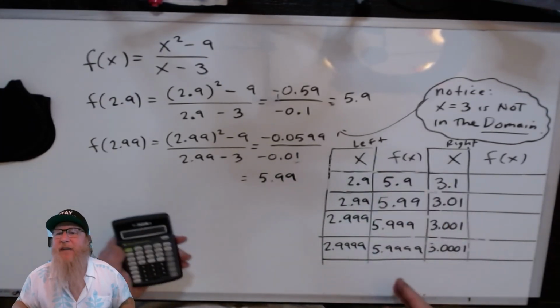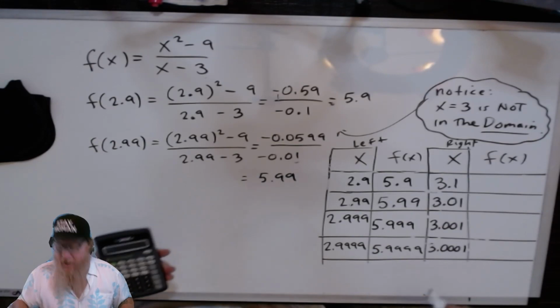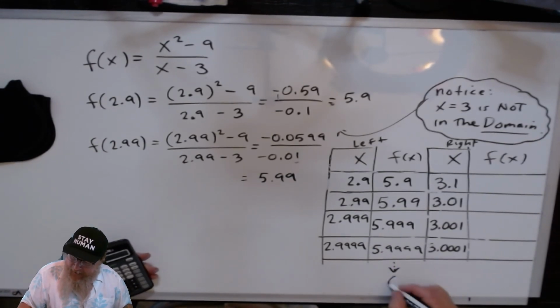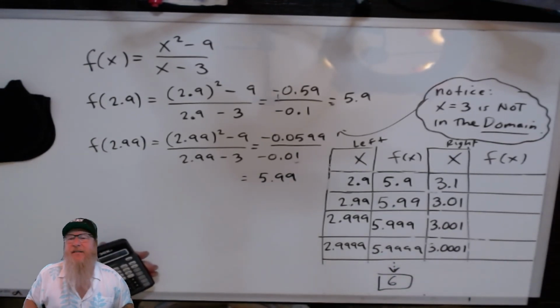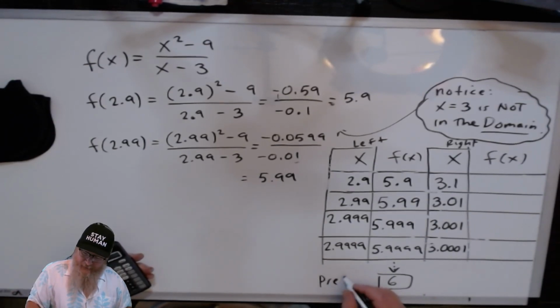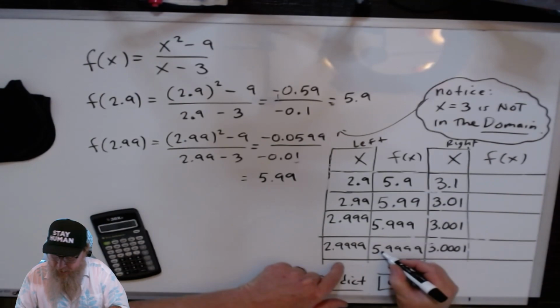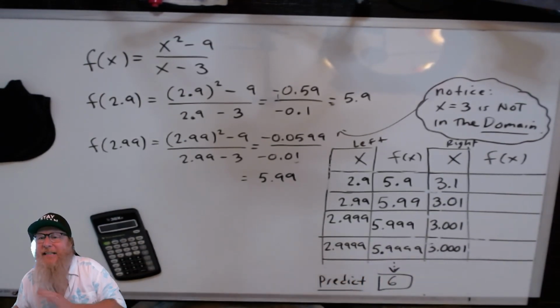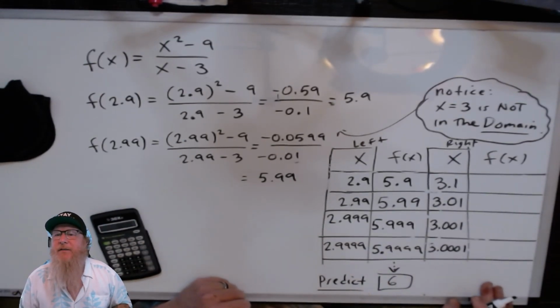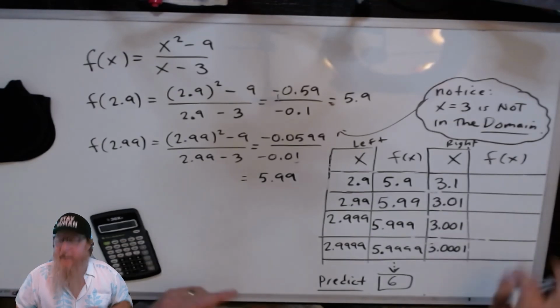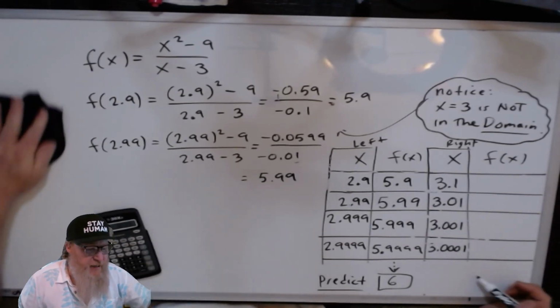All right, so that's the left-hand one. You can kind of predict that it's getting very close to 6. You do have to make a leap of faith here. 5.99999 is not exactly 6, but it's approaching 6. All right, let's see if the same thing happens on the right-hand side.